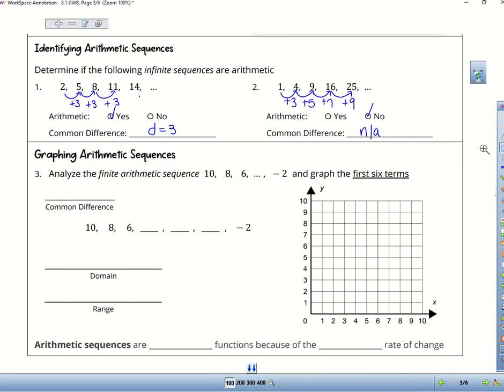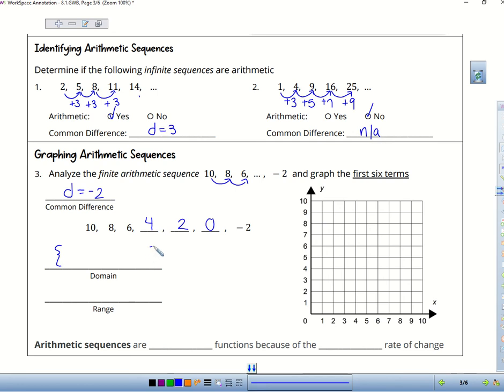So next one here, analyze the finite arithmetic sequence. Finite means that it has an end and a beginning. We can see the end and the beginning, but they ask us to fill in these middle terms here. So what is the common difference here? 2. Not regular 2, but negative 2. We always talk about common difference in terms of addition, so if you're adding a negative number or a positive number. If it's going down, you know you're adding a negative number. So what's the next term going to be? 4. And? 2. And? 0.